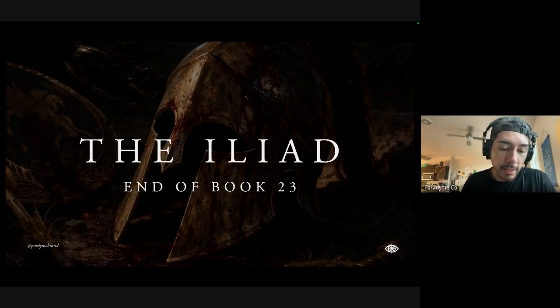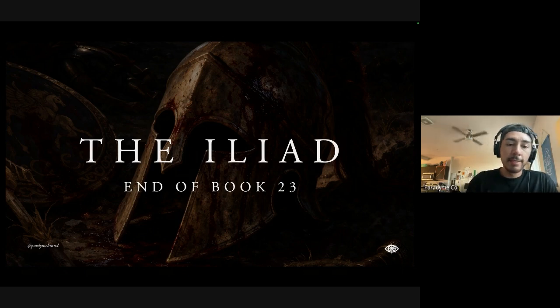The funeral rites and games reveal that honor is not just about how one fights, but how one is remembered. The Greeks understand that death is inevitable, but dignity is chosen through action. In the end, the book suggests that legacy is built not in victory alone, but in how we carry those we have lost forward. That was book 23.